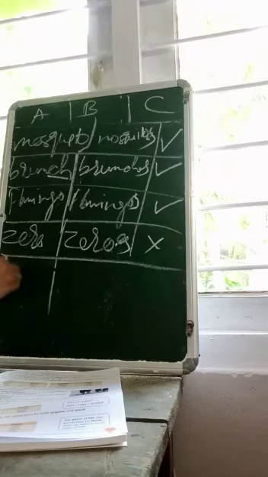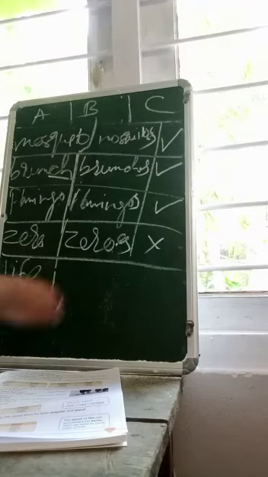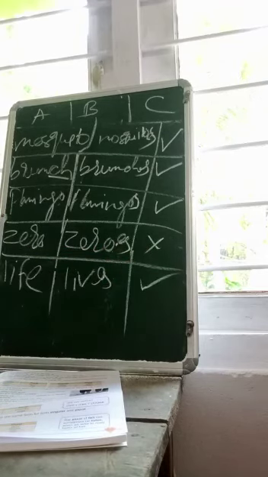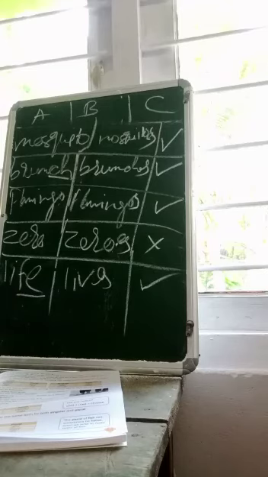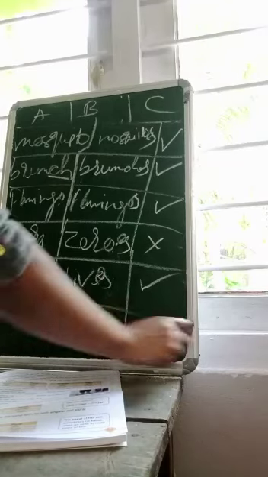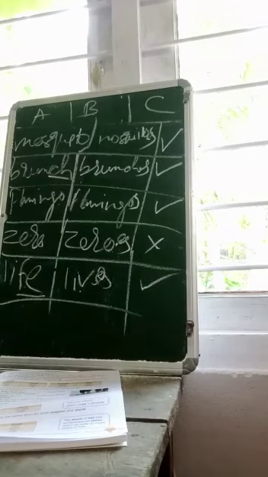After that we have life, then we have lives. This one is correct because we have learned that if the last two letters are FE, then it becomes V. With that we have to add ES to make it plural. That's why this plural form is correct.